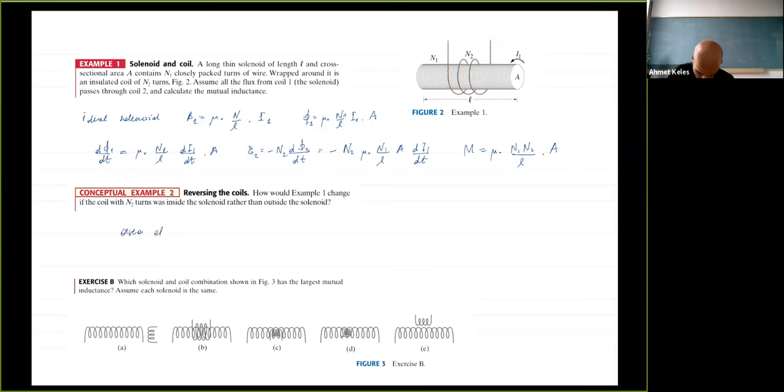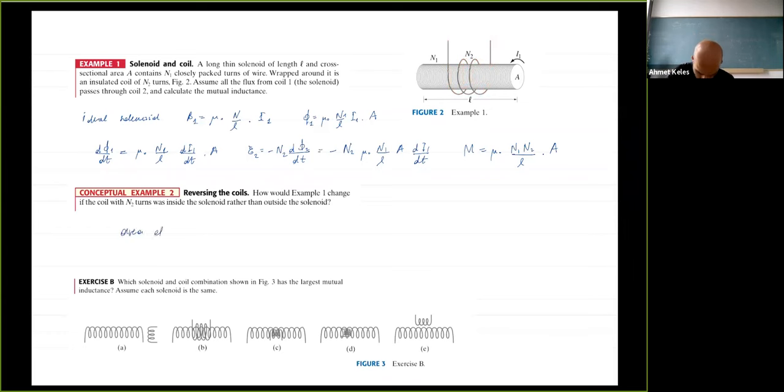B, what is the time constant? The time constant tau is L over R, right? And this is going to be equal to 220 millihenry, which is 10 to the minus 3 henry, divided by the resistor, which is 30 ohm. Let's do this, equal to 7.3 times 10 to the minus 3 second.